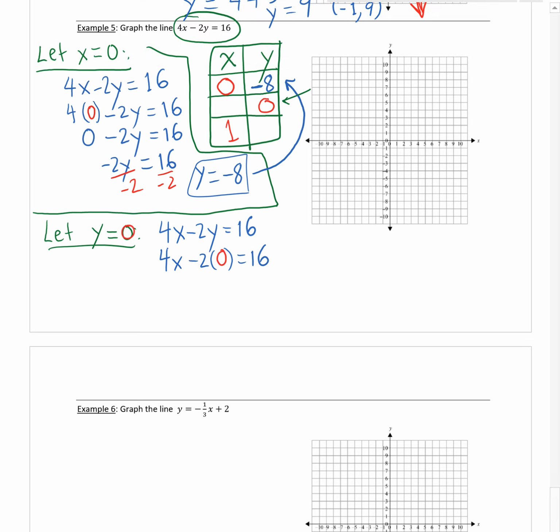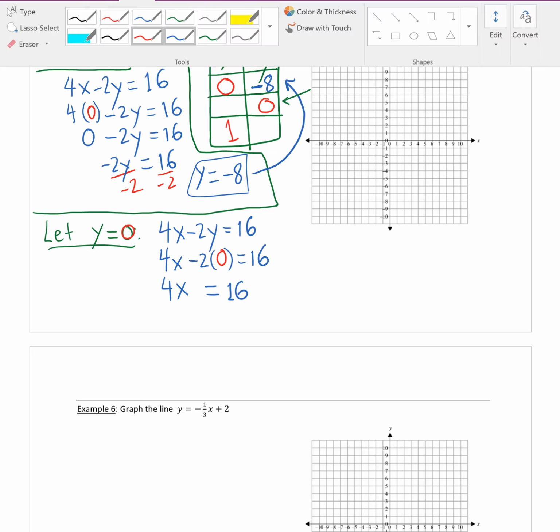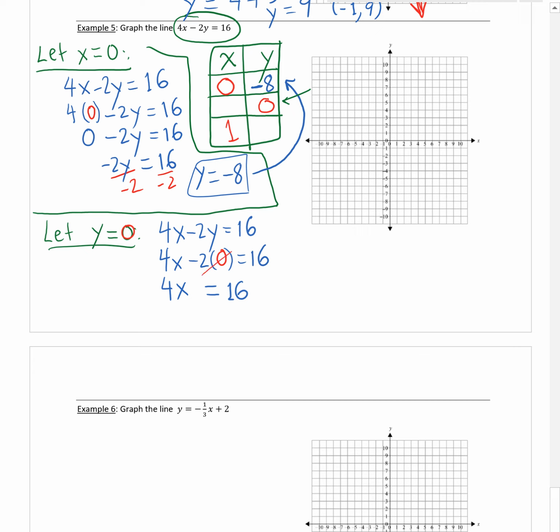Okay. We'll try to simplify this and then solve for x. So let's see, 4x, and of course 2 times 0 is 0. I could write plus 0 or minus 0, but that's not going to do anything. I know that guy disappears. He's 0. He's gone. So the equation just comes down to 4x equals 16. If I solve by dividing by 4, I find that x equals 4.